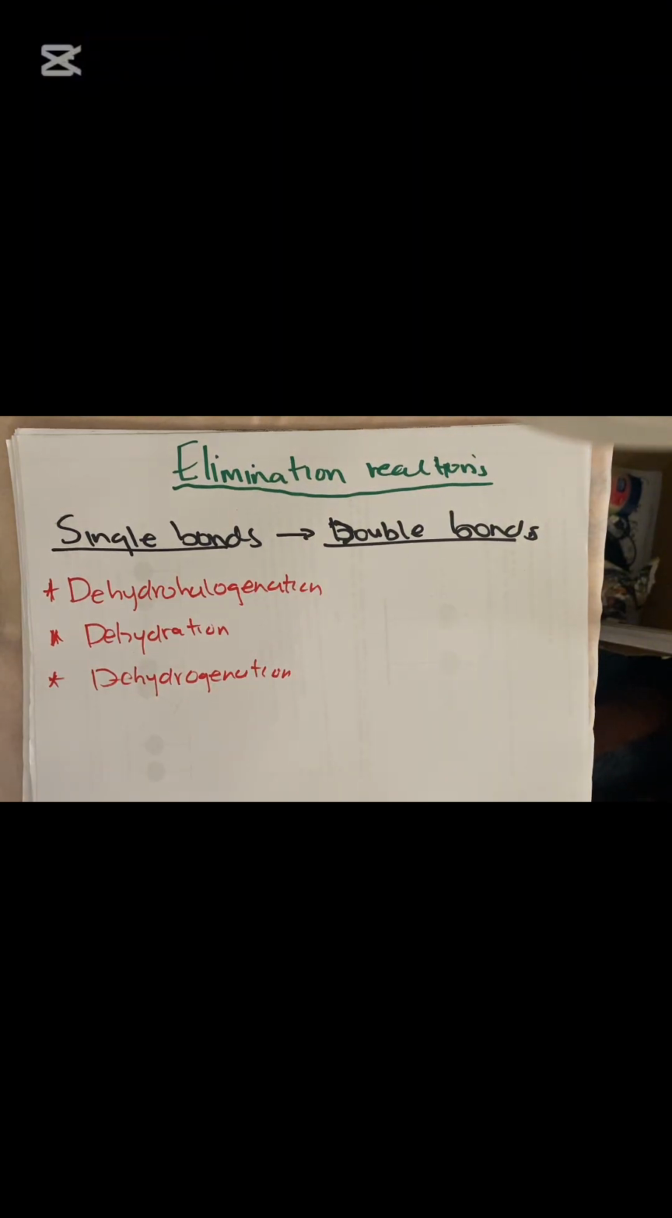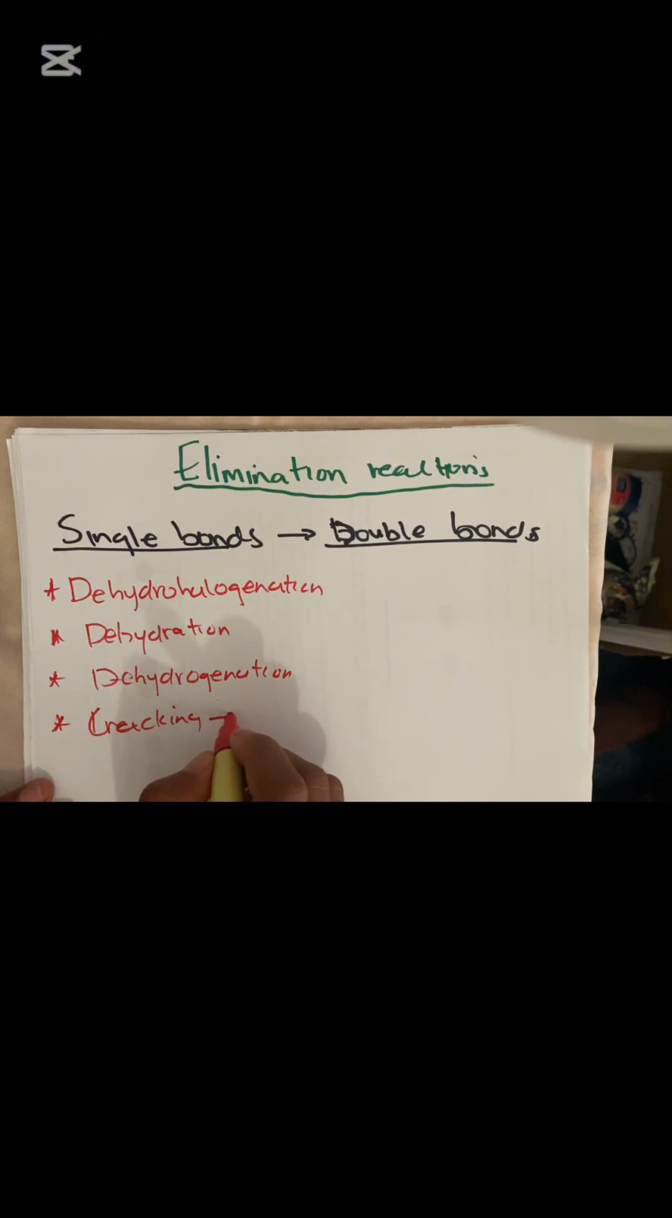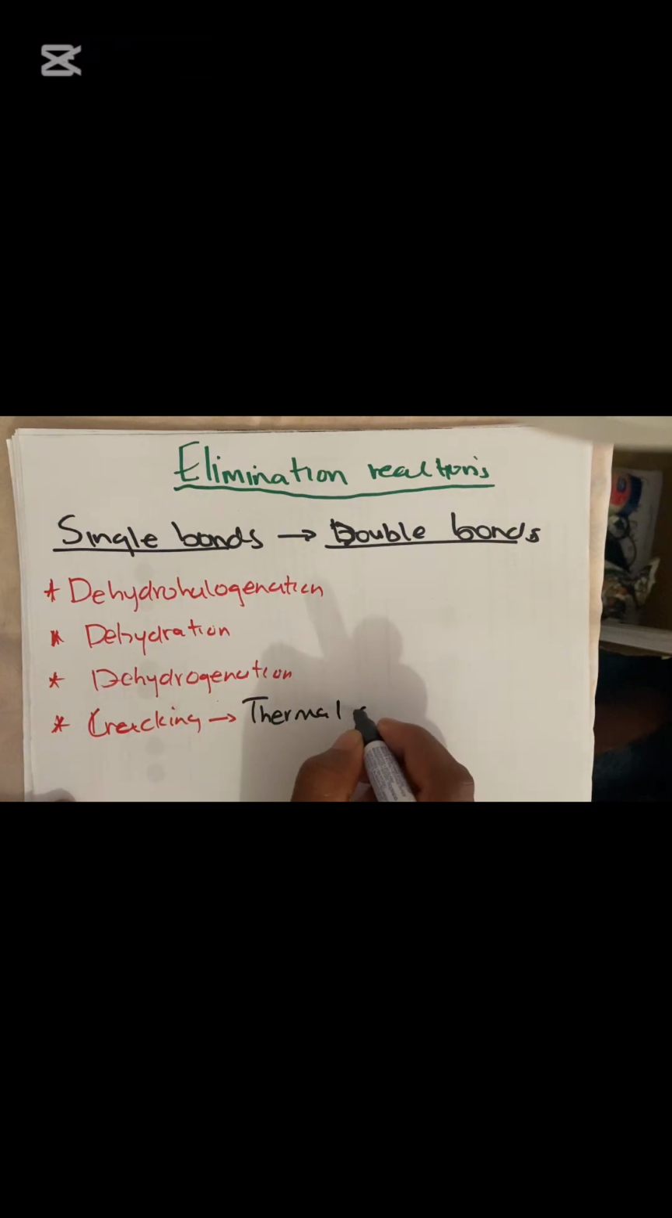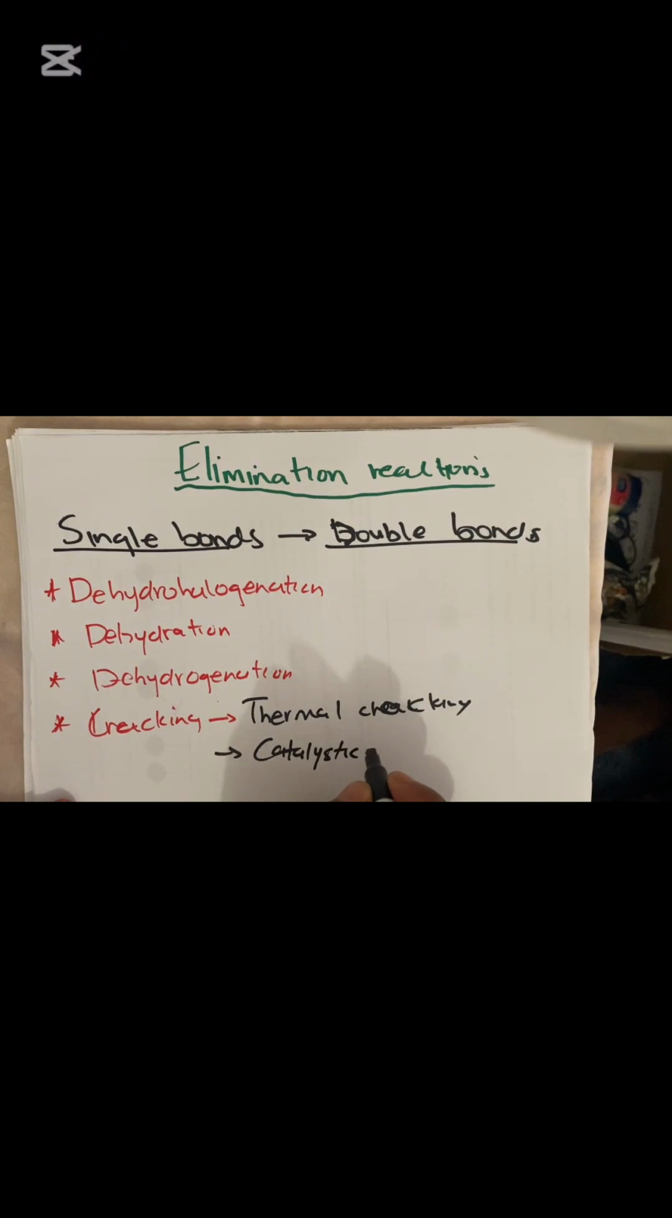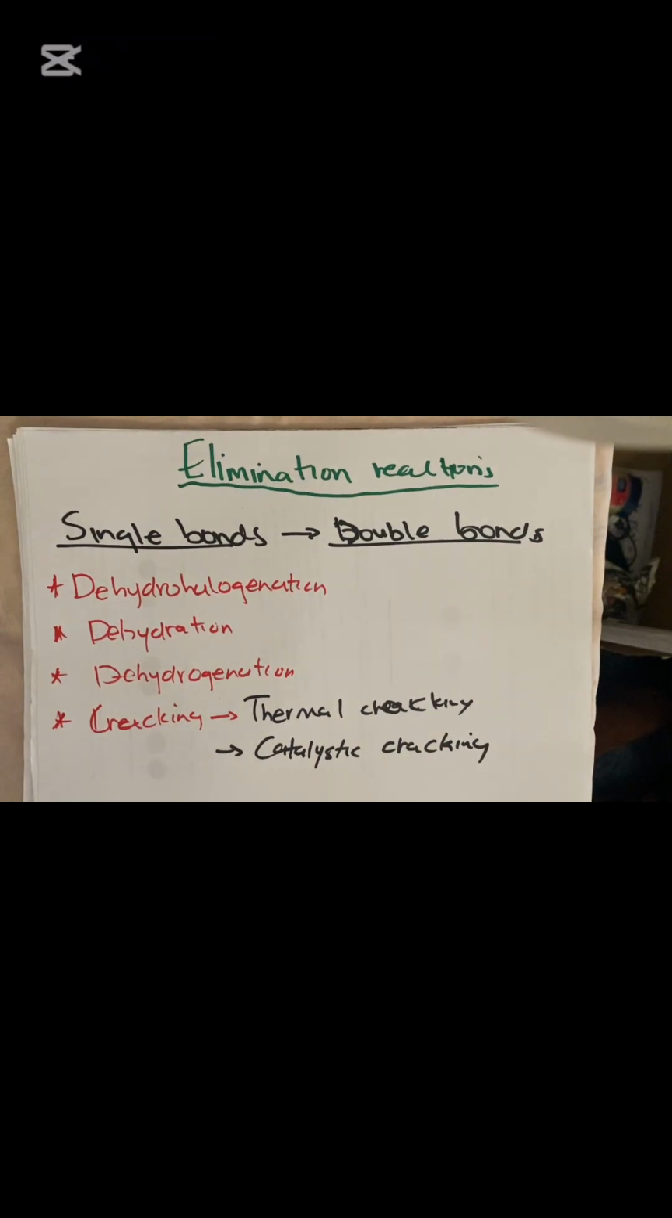And then the other type of elimination, we can basically say it's cracking. But this cracking is divided into two. The first one is the thermal cracking, and we also have the catalytic cracking. So we are going to be discussing each and every one of these.